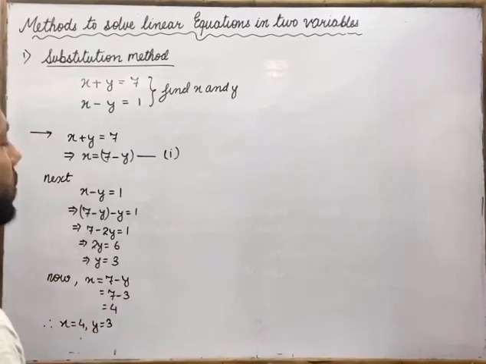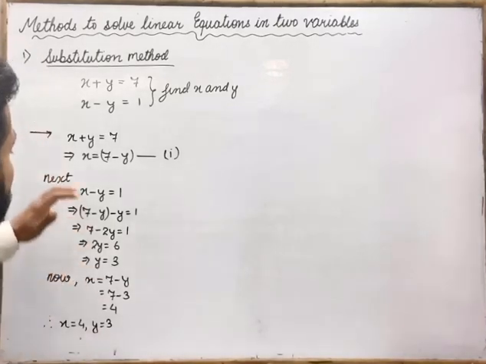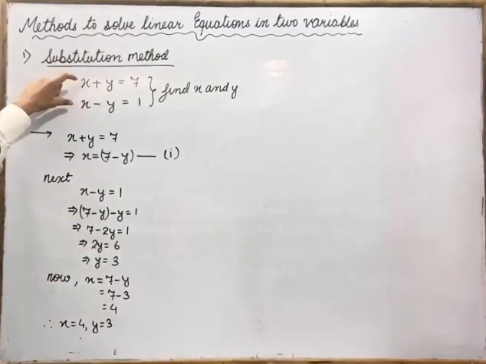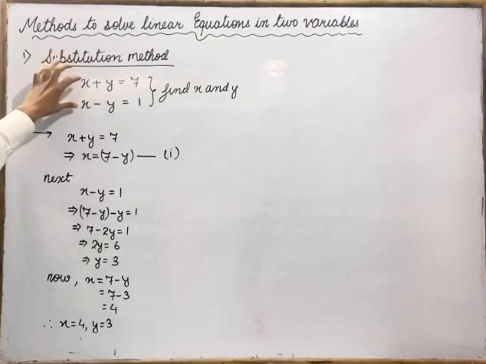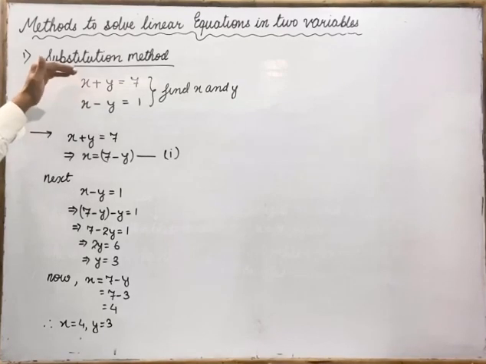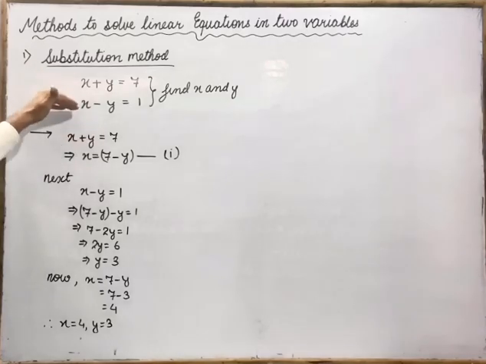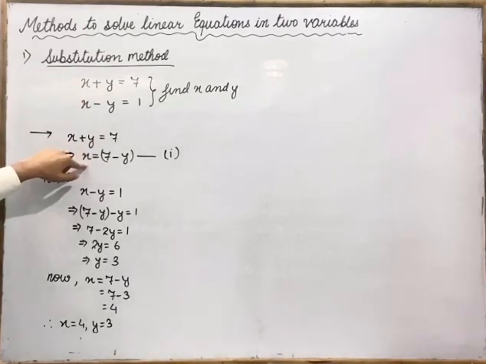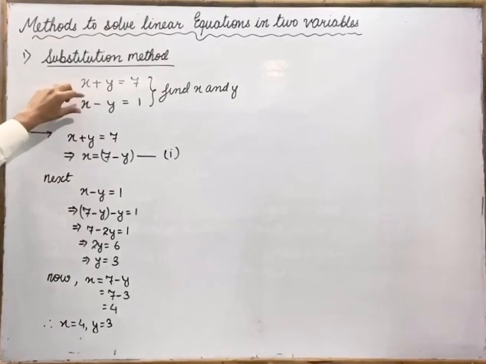So what have you understood by this process? The process is to change any one equation in the form of x or y and put it in the other equation. You can change either the second equation or the first equation. Let us take another example.